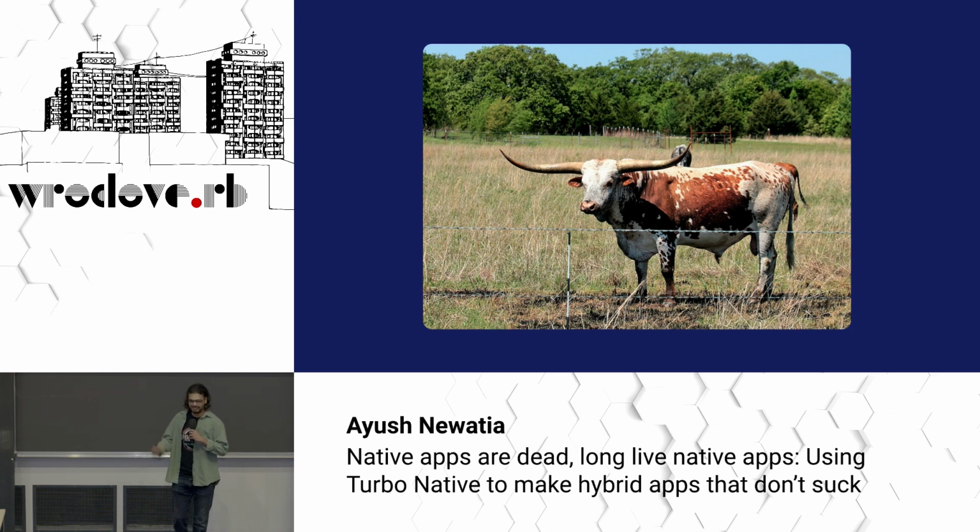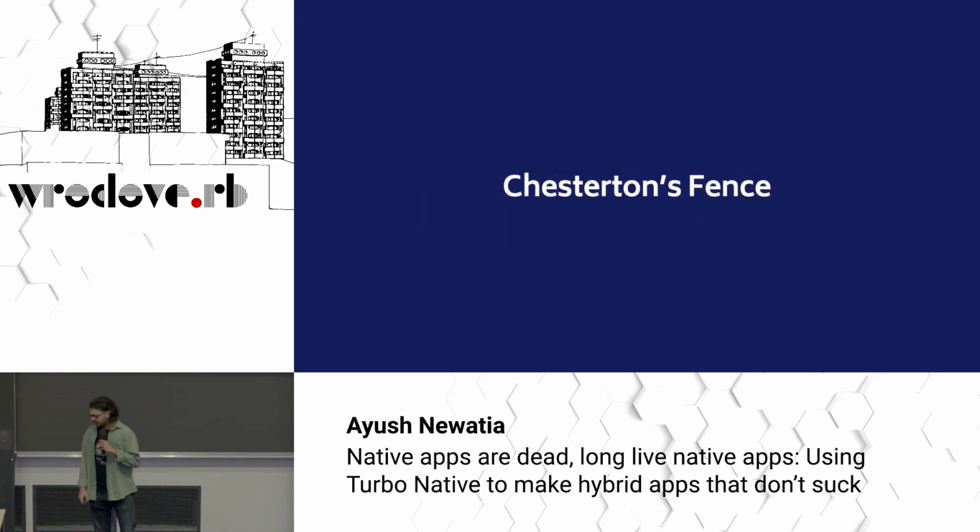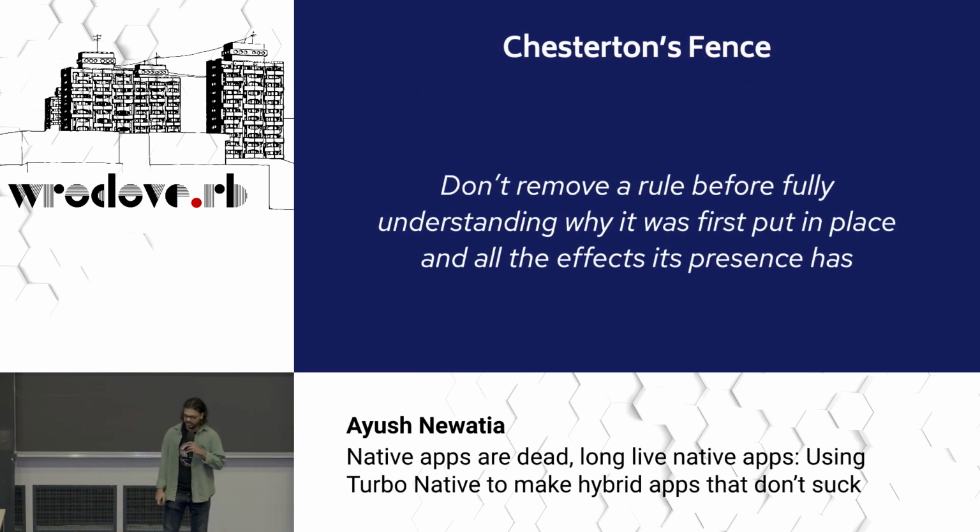How a Texas Longhorn bull found its way into the English countryside, I'll leave up to your imagination, but it's fiction. Let's just roll with it. This tale was established by a British philosopher and writer called G.K. Chesterton, and it's called Chesterton's Fence. He used it to explain that we should not remove a rule before fully understanding why it was first put into place and all the effects that its presence has.